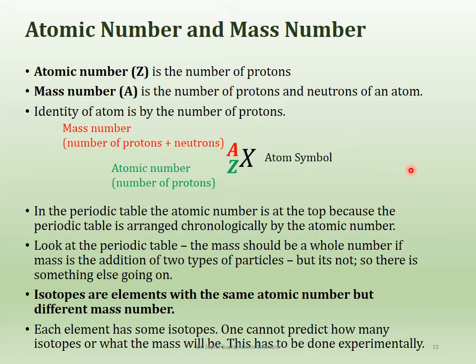Almost all elements on the periodic table have isotopes. How many isotopes there are, you cannot predict that, and no one is asking you to do that. What is the proportion of these isotopes is also unpredictable, so you don't even have to do that. All you need to know is that each element has isotopes, which have different mass numbers, same atomic number, which means different number of neutrons.